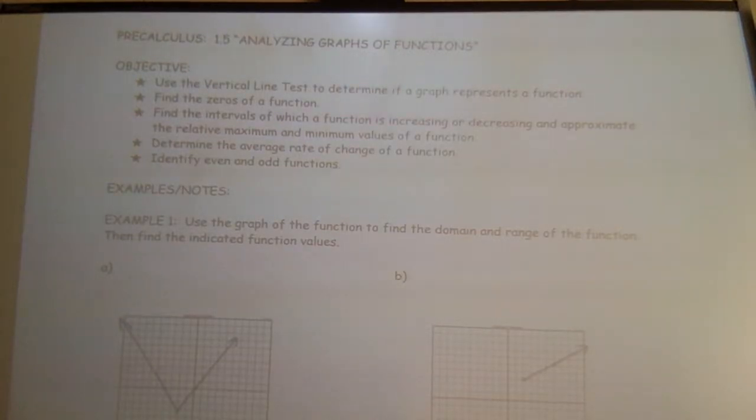All right, we're going to look at analyzing functions, graphs of functions today. And example 1: use the graph of the functions to find the domain and range of the functions, then find the indicated values. So for the first one here, when I look at the graph, what's the domain?